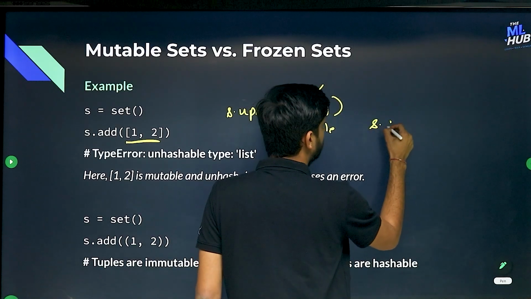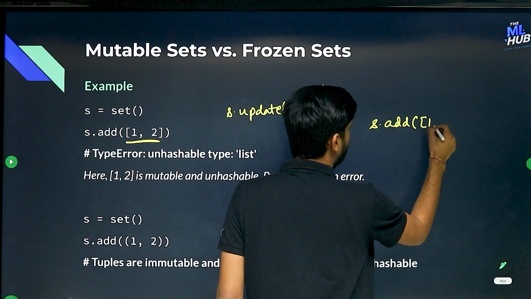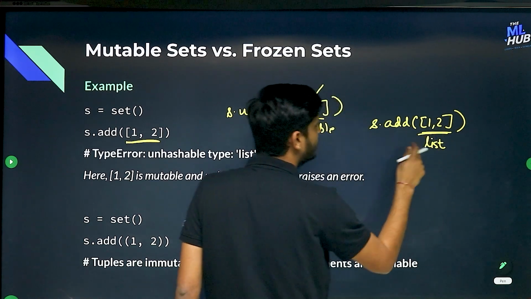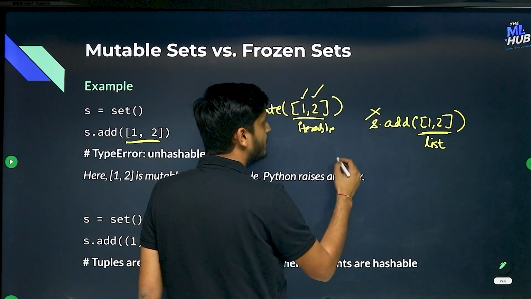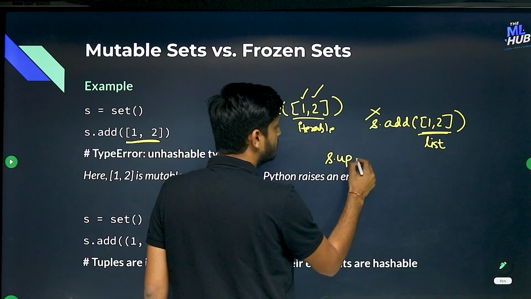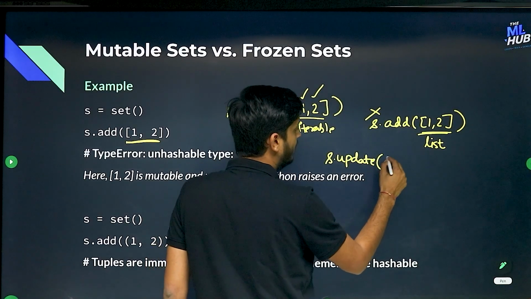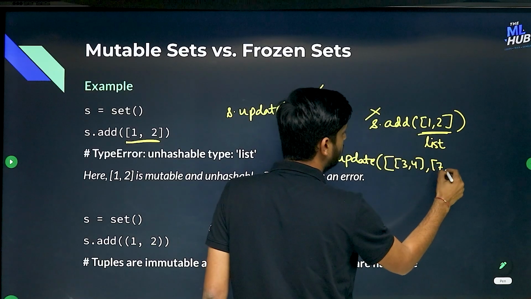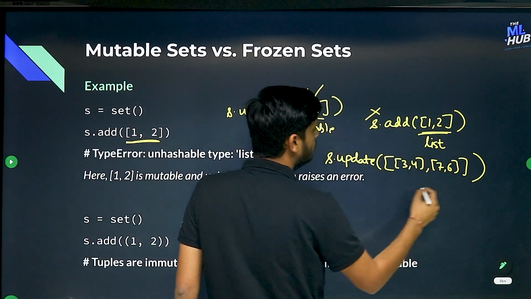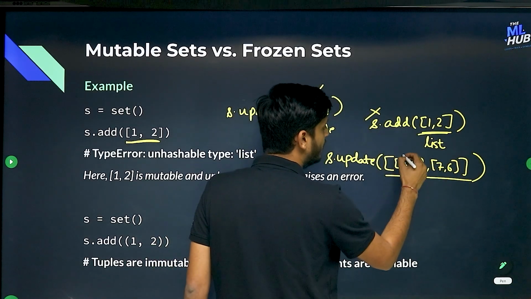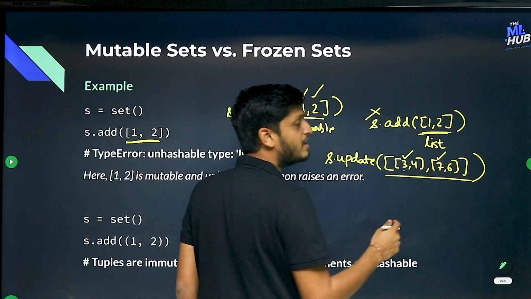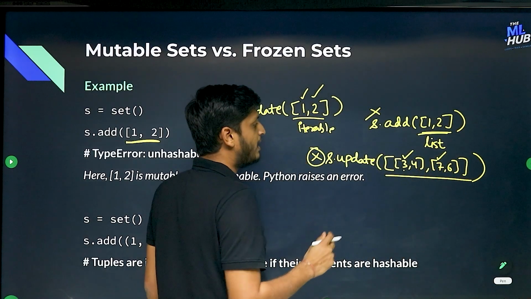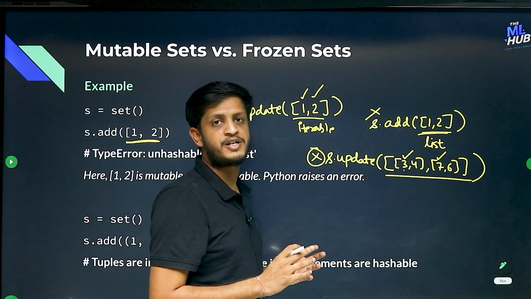But if you say s.add a list containing 1, 2, it will try to add this list as an element inside the set, which is not allowed. So this is not allowed. Even if you say s.update, and inside the list you have a list containing 3, 4 and a list containing 7, 6. So what will it try to do? This list will be an iterable, so it will try to add these elements, and these elements are lists, and lists cannot be added. So this will also fail. In an iterable, you cannot have mutable objects.